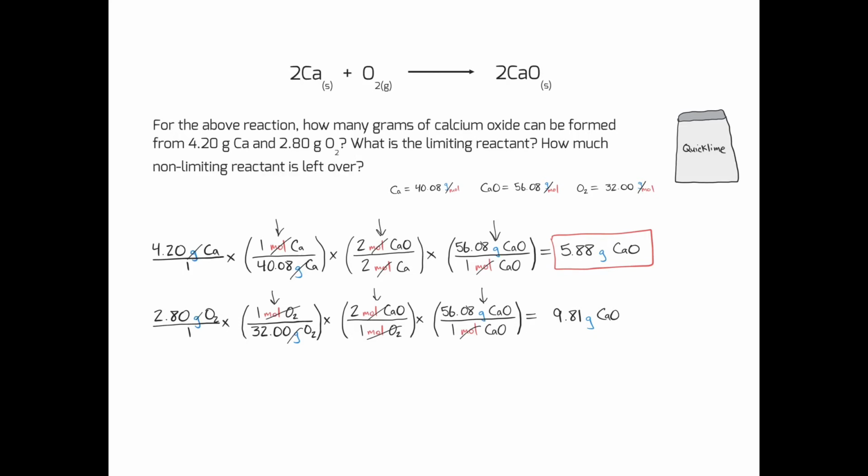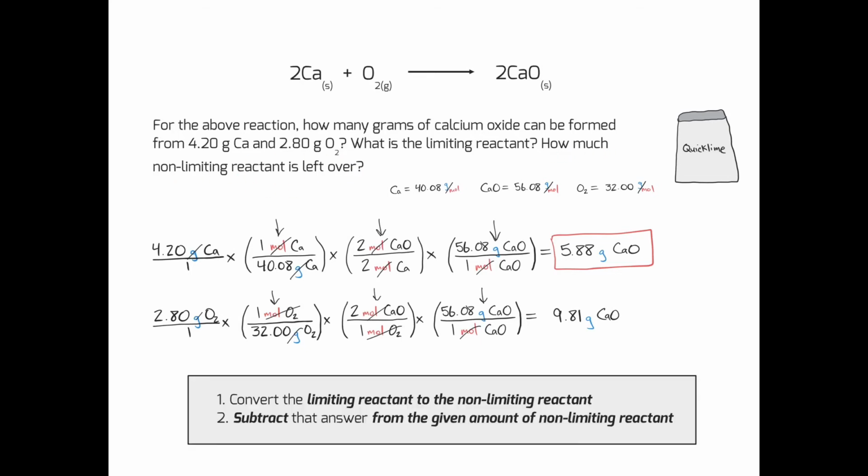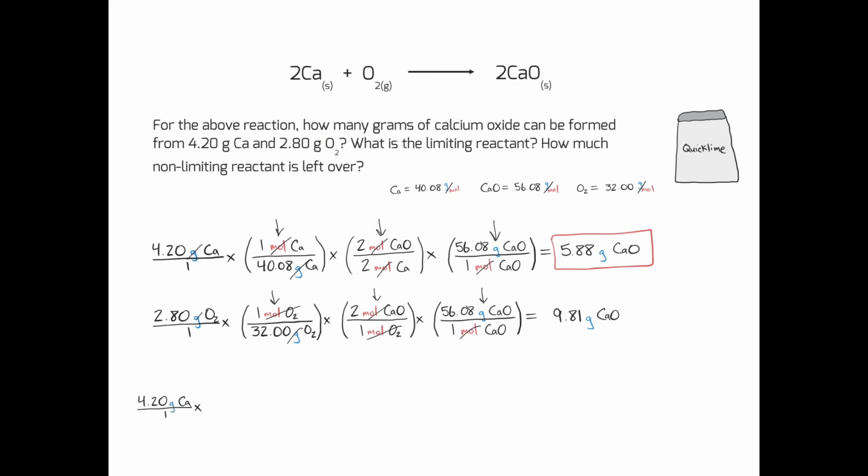What if they ask us to calculate how much non-limiting reactant is left over? Our rules tell us to convert the limiting reactant to the non-limiting reactant, which means we're going to convert 4.20 grams of calcium to grams of O2. Then we're going to subtract that value from 2.80 grams of O2. So we start by converting grams of calcium to moles of calcium. We use the molar mass and set it up so we can cancel grams on top with grams on bottom, leaving us with moles of calcium.